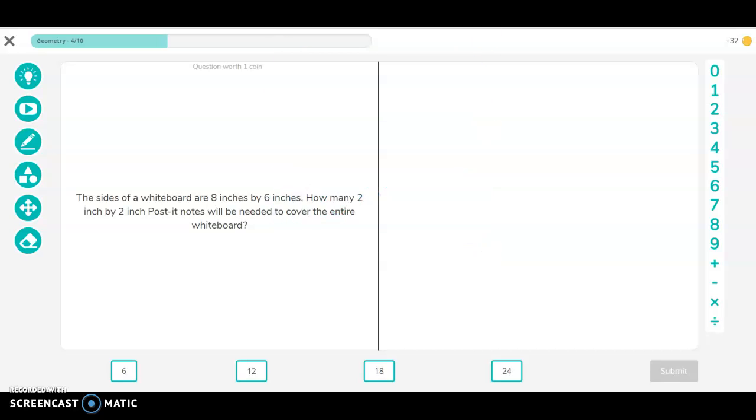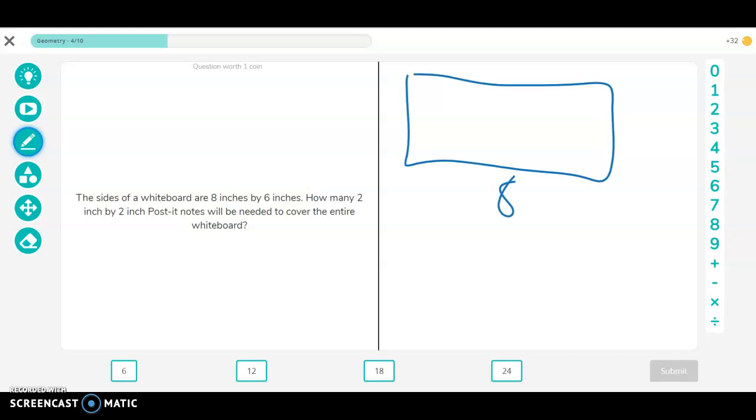Okay? Sides of a whiteboard are 8 inches by 6 inches. Alright, so we know a whiteboard is typically shaped like a rectangle. So they're saying that we have 8 inches by 6 inches. Okay? And so remember parallelograms, rectangles, the opposite sides are the same. So we need to figure out how many 2 by 2 post-its we can fit.